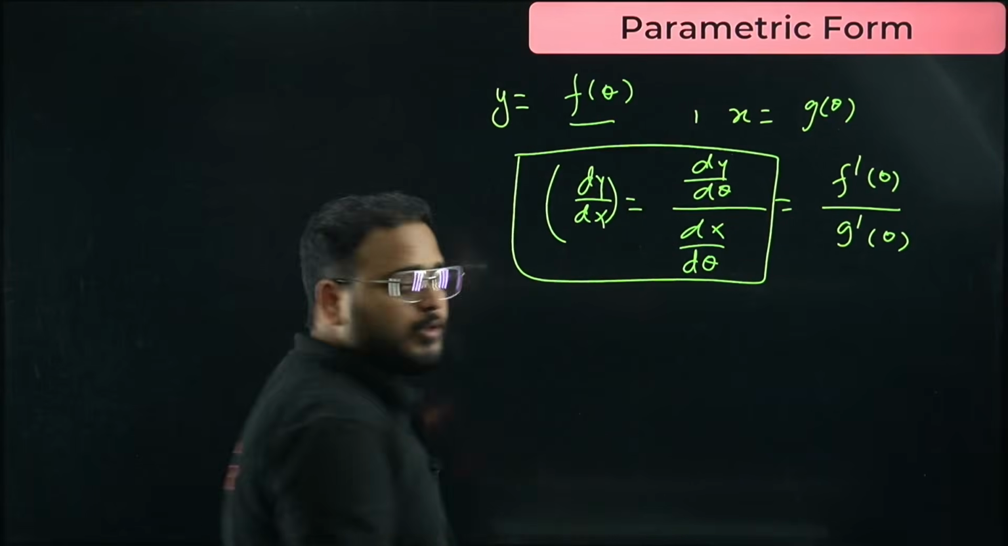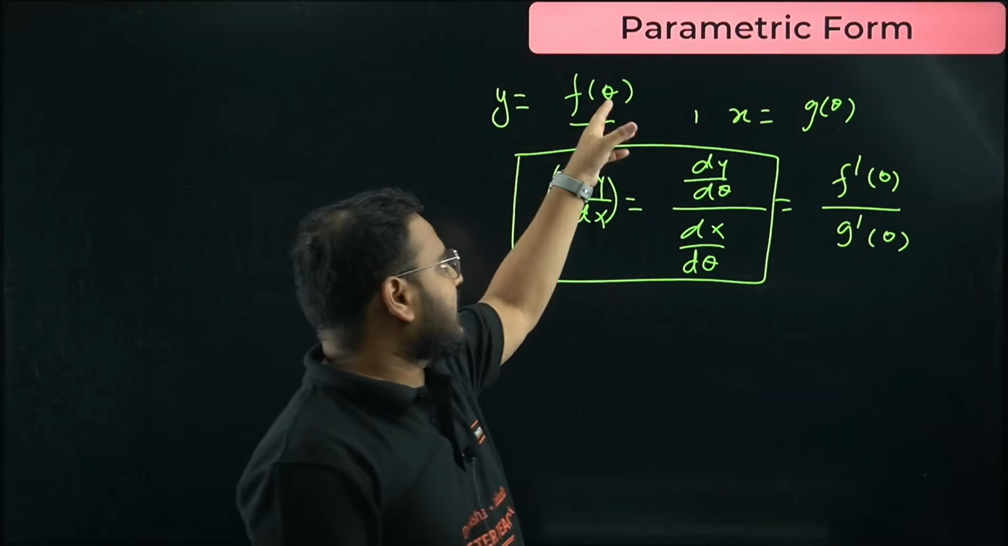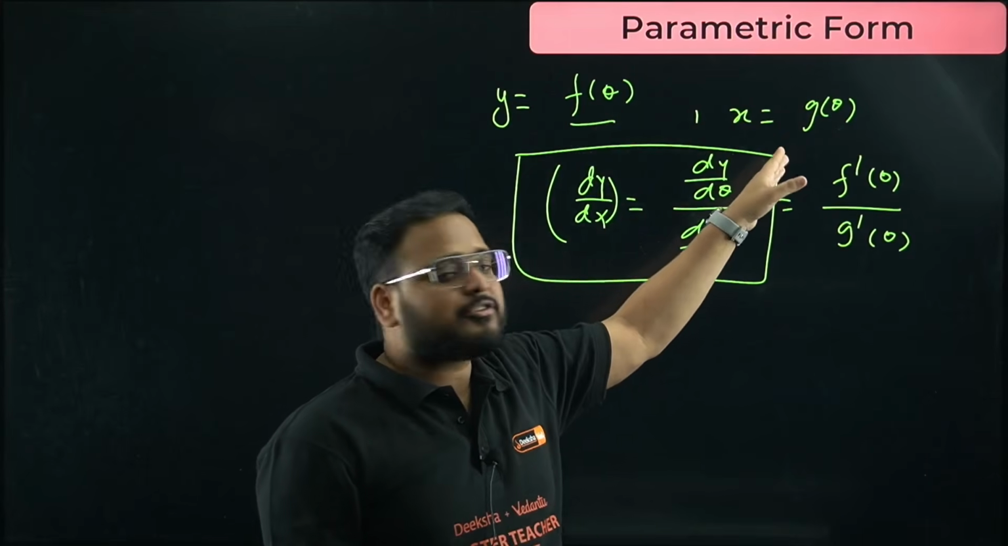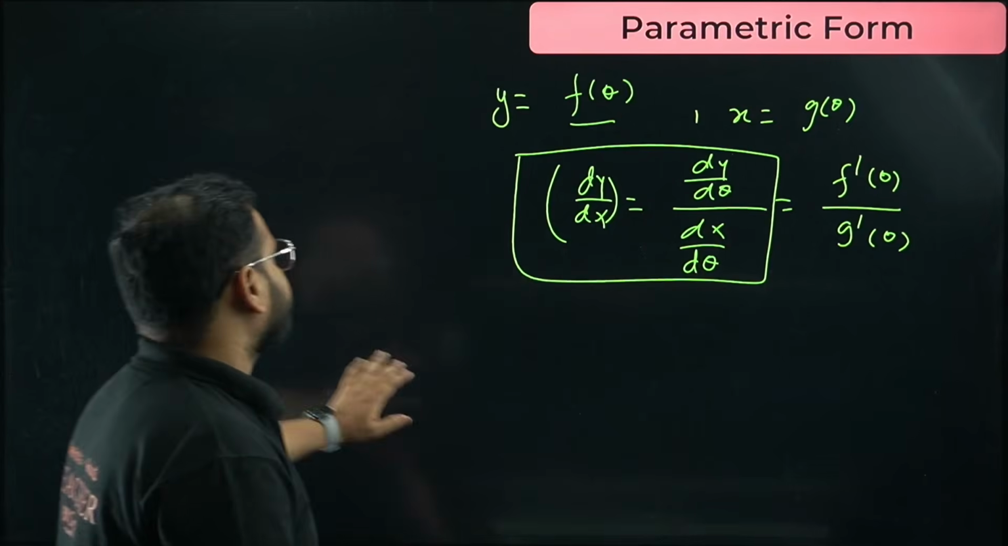Just worry about this part: dy by dt. Whatever function is given here with the parameter, differentiate the first function with the parameter that is given, differentiate the second function also with the parameter given, and then take the ratio. Clear, right?